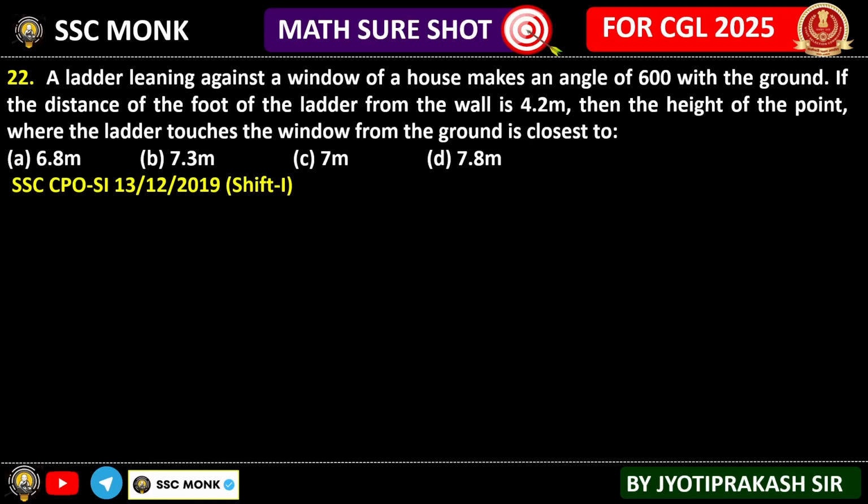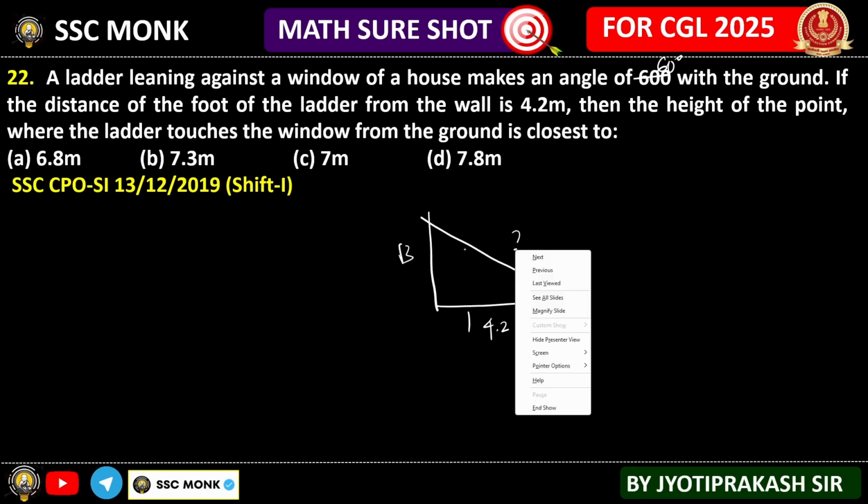Next, a ladder leaning against a window of a house makes an angle of 60 degree with the ground. If the distance of the foot of the ladder from the wall is equal to 4.2 meters. So let's say this is the ladder. Okay, this angle is equal to 60 degree. This distance is equal to 4.2. That means this is root 3, this is 1, this is 2.